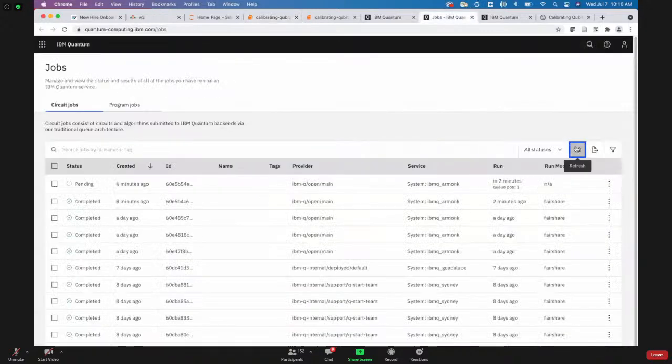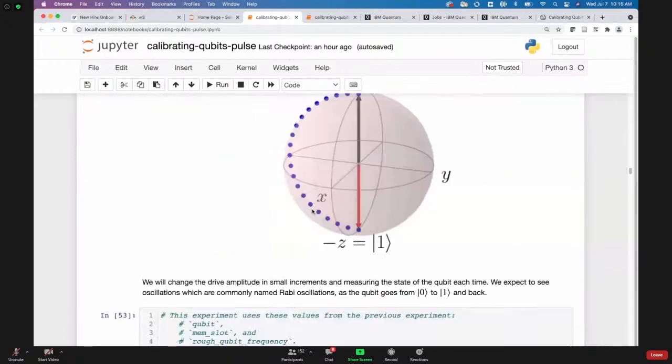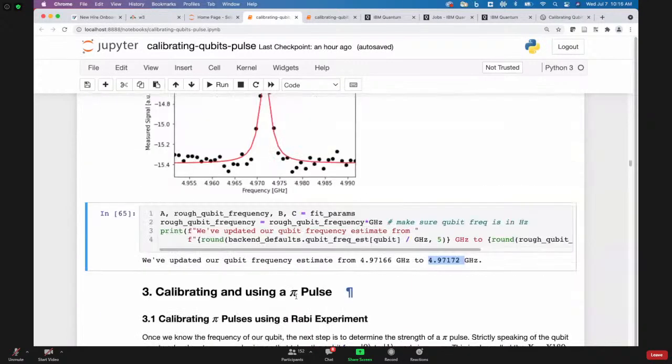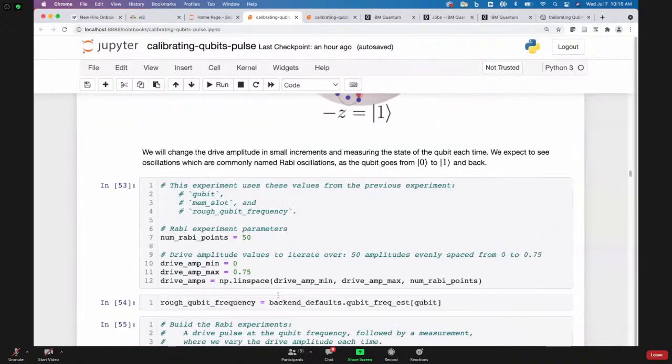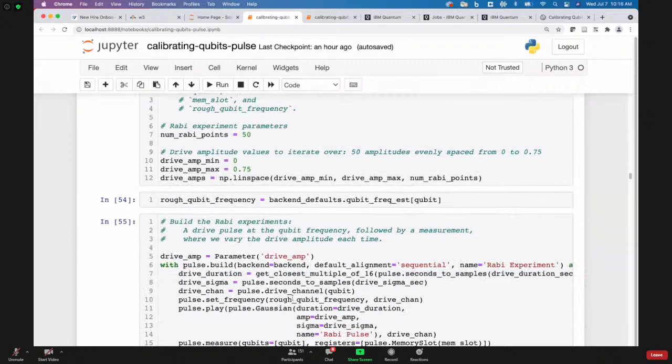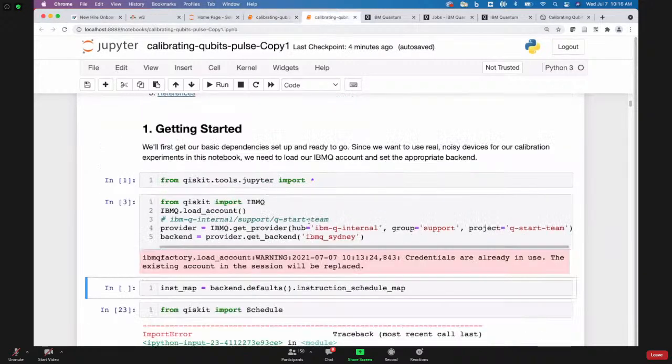Perhaps we can look at this and see that it's still running. So from here, we've done the pi pulse, we've done the frequency calibration, and now we want to do these Rabi oscillations, which is this component here. Before actually doing the Rabi oscillation, or while that's running, I just wanted to come over here.